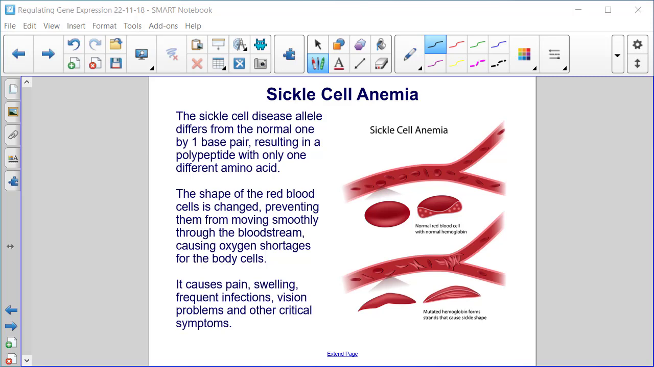The sickle cell disease allele differs from the normal one by one base pair, resulting in a polypeptide with only one different amino acid. The shape of red blood cells is changed, preventing them from moving smoothly through the bloodstream, causing oxygen shortages for the body cells. It causes pain, swelling, frequent infections, vision problems, and other critical symptoms.